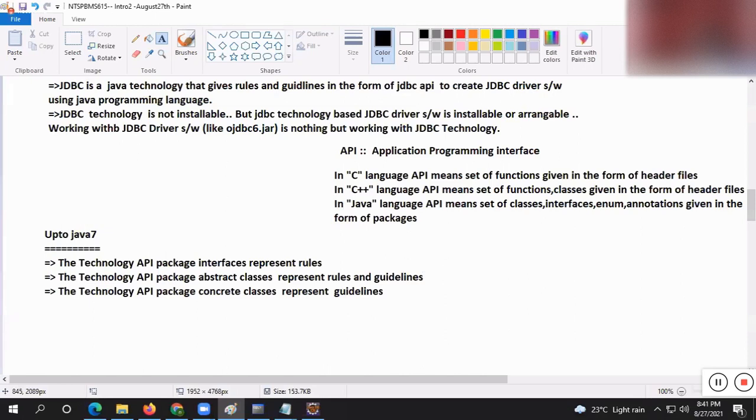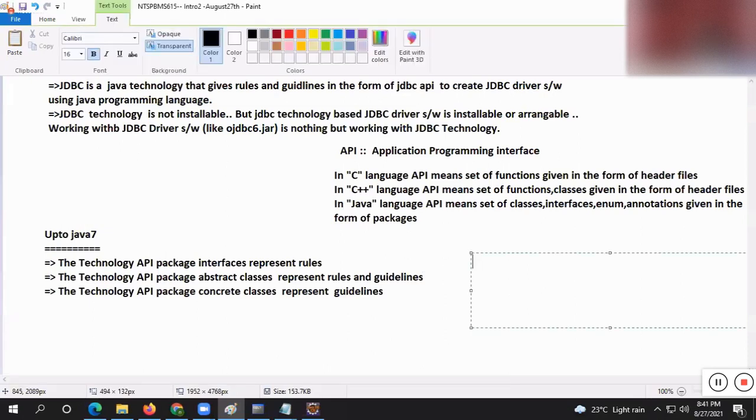Multiple packages together we call an API. Those packages will contain classes, interfaces, enums, and annotations.